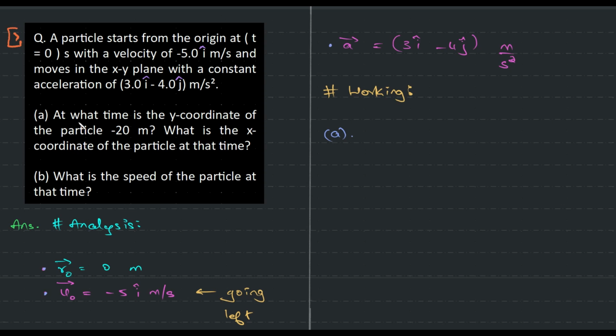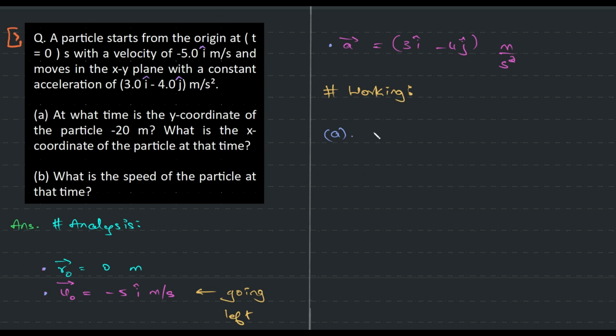Okay. At what time is the y coordinate of the particle minus 20 meter? Y coordinate, okay, it will go to 20 within 5 seconds. How did I find that? Just take this. Oh, it's accelerating also. So not 5 seconds, it will be before that. So it will go 4 and then it will cover 8. Some fractions. What is the x coordinate of the particle at that time? Again, a good question.